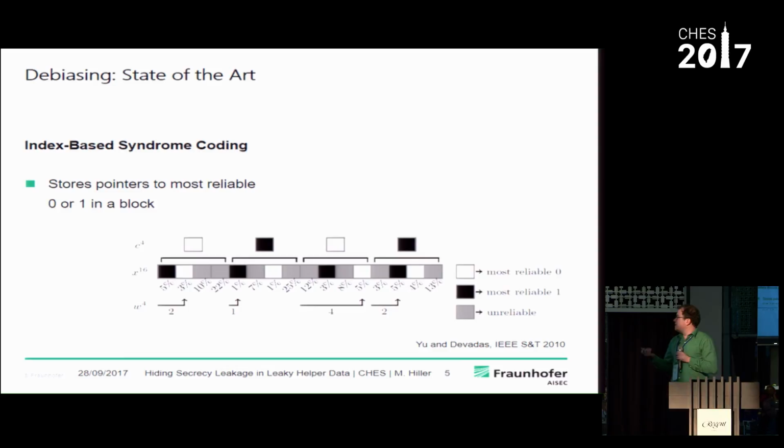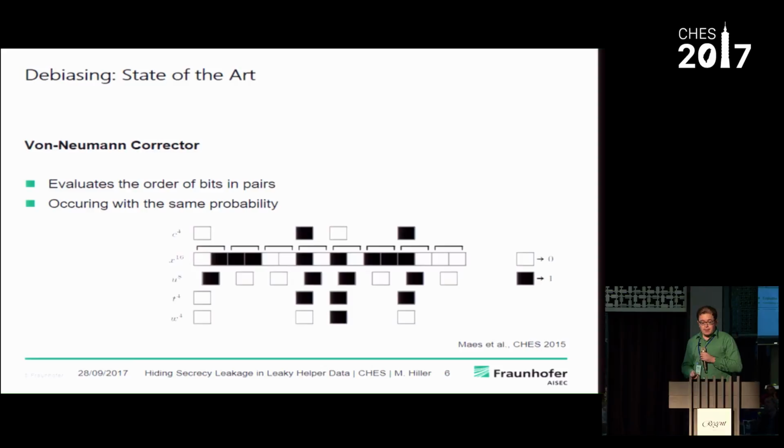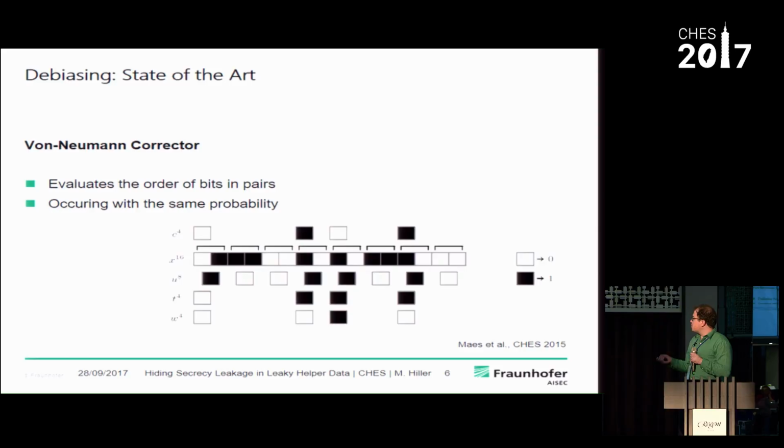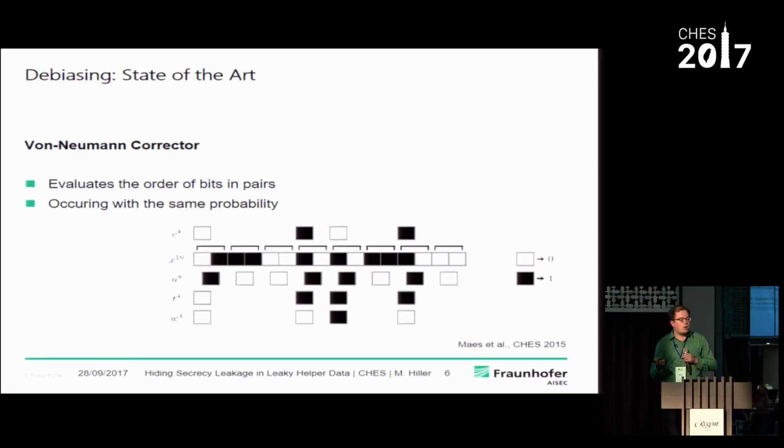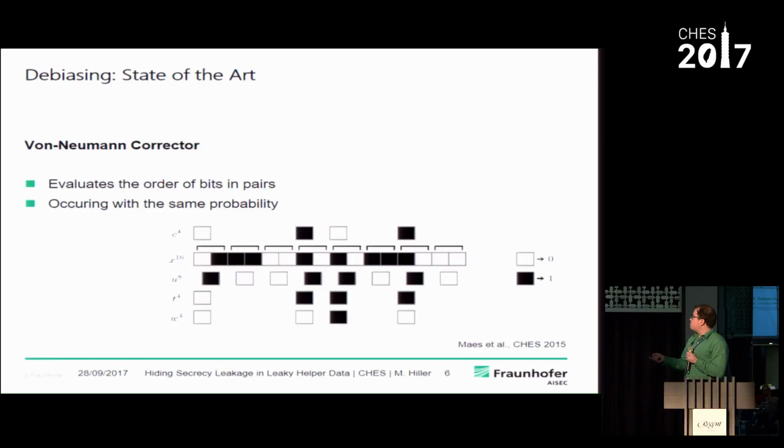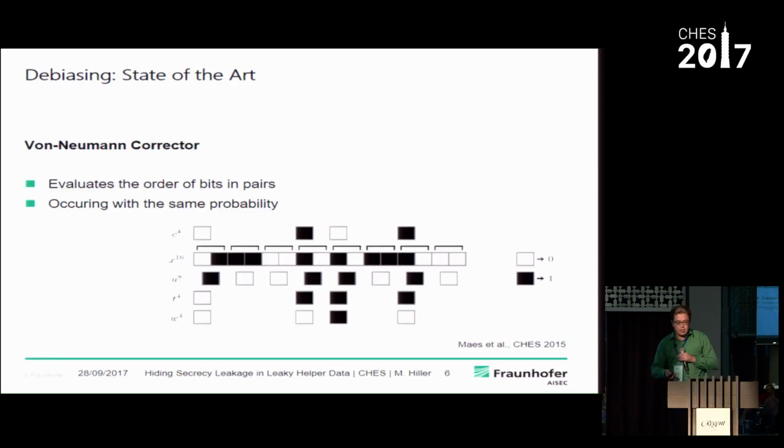Another way to go is using a von Neumann corrector, which was discussed at CHES 2 years ago, introduced by Maas et al. Here the idea is to look at blocks that occur with the same probability. So for example, pairs of 0 and 1 or 1 and 0 occur with the same probability regardless of the probability of a 0 or a 1. So you look for these blocks and then check whether the first bit was a 0 or a 1. With that, you're also able to generate a uniform sequence, but also at the expense that other puff response bits are not treated.